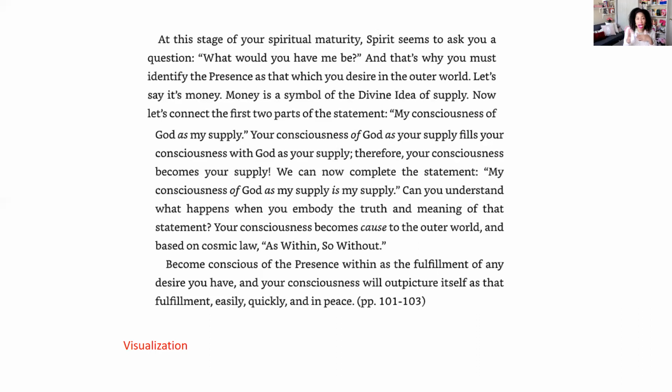Now, there may be a time delay because we don't manifest in an instant, but your job is to still hold that faith that it is coming, or that you will be guided. So become conscious of the presence within as the fulfillment of any desire you have. And your consciousness will outpicture itself as that fulfillment easily, quickly, and in peace. Okay? So you bring it here. At some point in time, when it says easily and quickly, it will picture itself out here. Meaning you will have it, it will show up in your external reality.